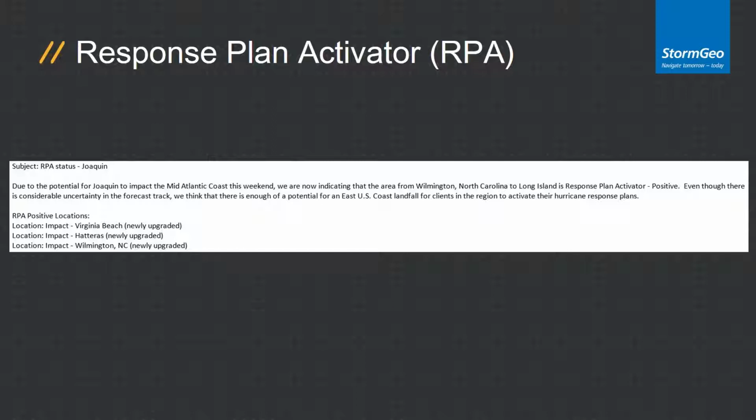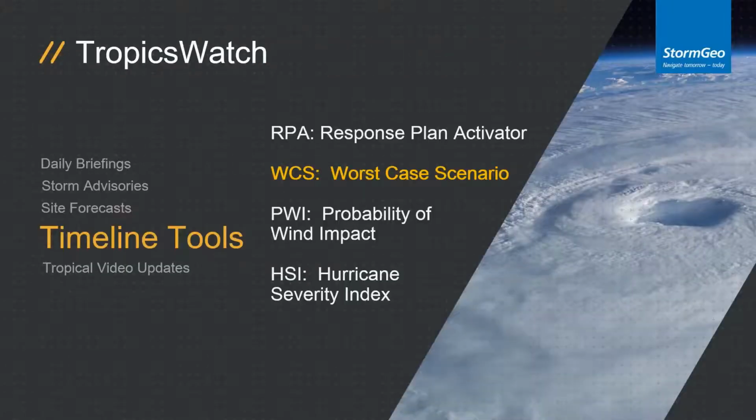Okay, yeah, thanks, Don. So this is an example of what a notification may look like. It's a sample one, but it's an email notification. It tells you the RPA status, your locations that would be impacted, and whether they're newly upgraded. We also send downgrade messaging. So if your area is moved out of the area that we think is going to see impacts, that can be sent as well. Okay, so moving on, the timeline tools. The next timeline tool is called WCS, or worst case scenario.